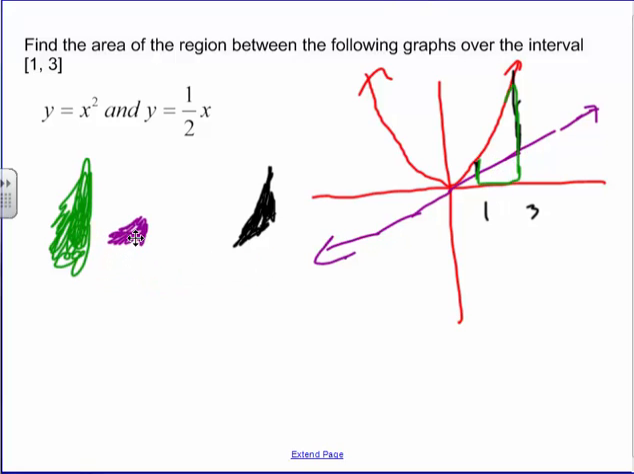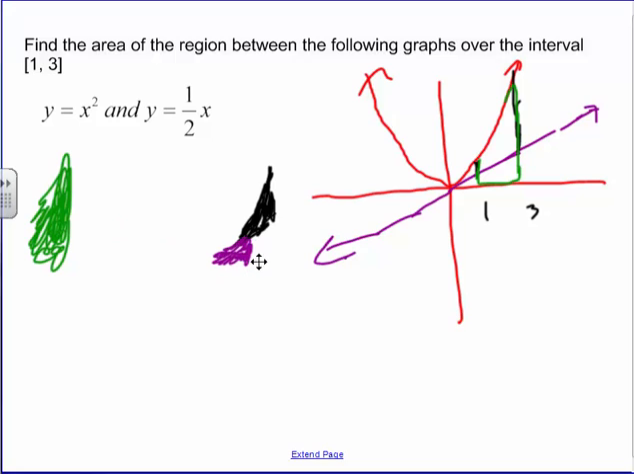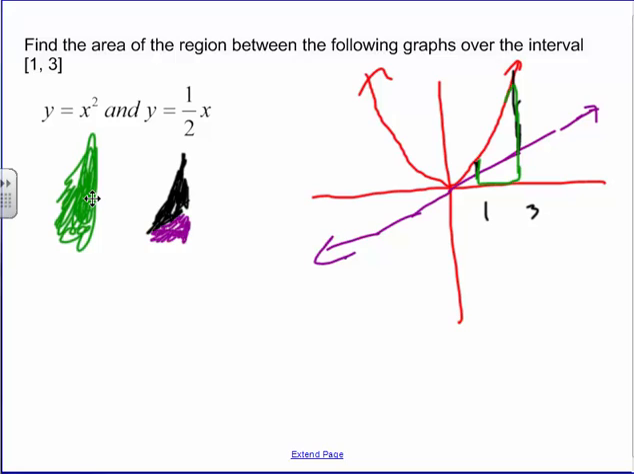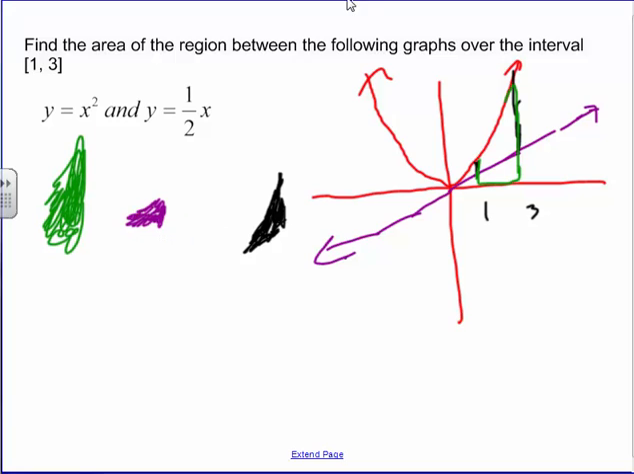And if I subtract them, green minus purple should equal black. And you should even be able to see that now when I put them together, right? These things should approximately be the same area. So if I want to find this black area right here, I find the green area, I subtract the purple area.